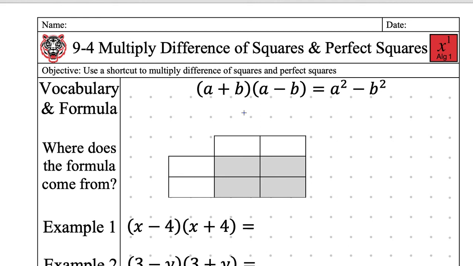All right, so we are in Algebra 1. Today's date is Monday, March 9th, 2020, 3/9. We're talking about multiplying difference of squares and perfect squares, and those seem kind of like random words until you talk about what they actually mean.